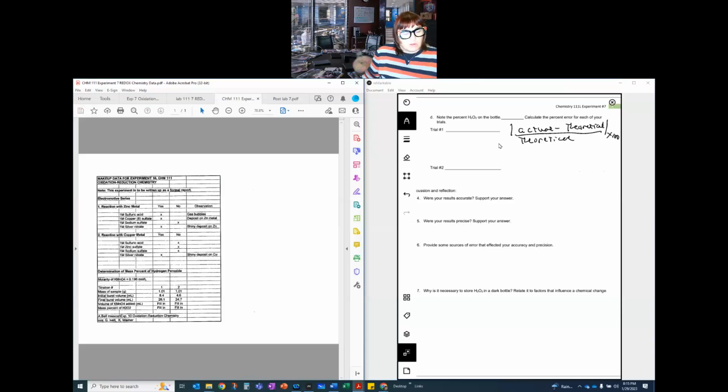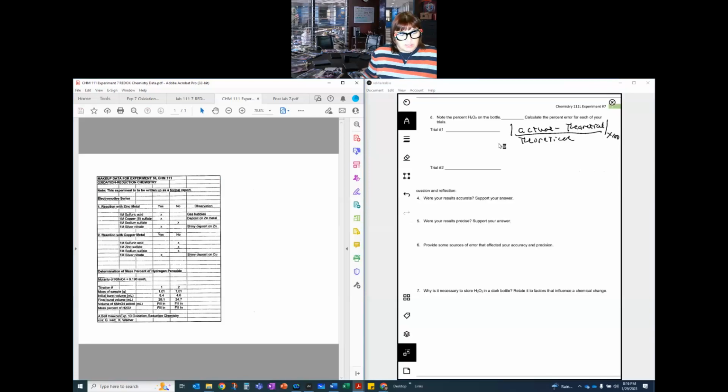Were your results accurate? What do we mean by accurate? Well, how close is your calculated value to that 3%? So how close is it to the real value? That's what accurate means. Were your results precise? Well, how well do they agree with each other? Are they good values, i.e., do we have good agreement between the two experimental values? That's a judgment call. Just make sure you explain to me why you chose what you chose.